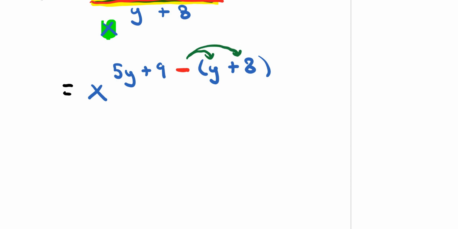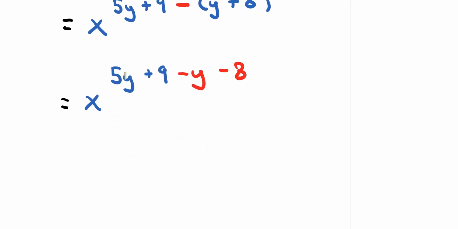As you can see, we've done this a few times already. You just distribute the minus sign there. So I have x to the power of 5y plus 9, and then minus the y minus the 8. Okay, final step here, 5y minus y. 5 minus 1 is going to be 4y, and then 9 minus 8 is going to be 1. So x to the power of 4y plus 1.